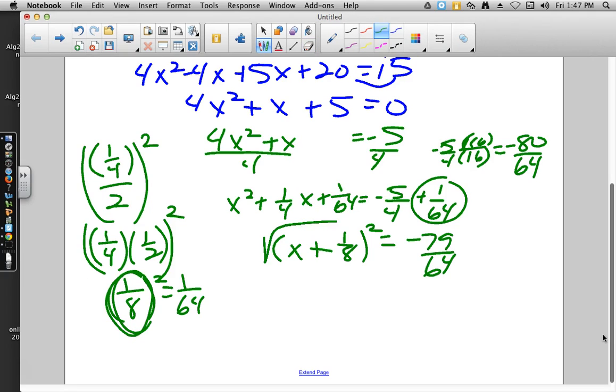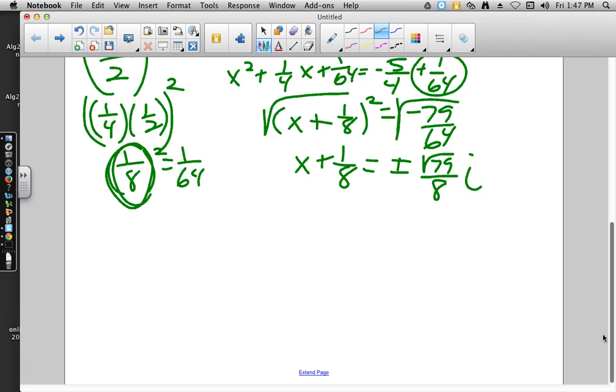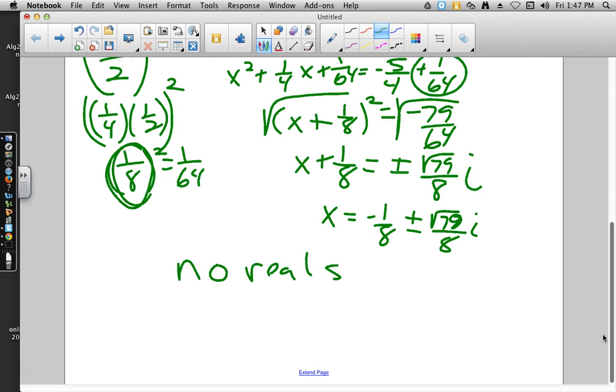And we would square root, and now we see the problem. We will have plus or minus the square root of 79 over 8i. These are going to be imaginary. We could find them. It's negative 1/8 plus the square root of 79 over 8i, and negative 1/8 minus the square root of 79 over 8i, but we don't have any real solutions.